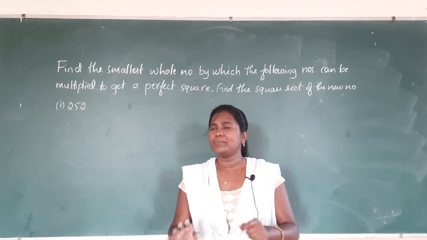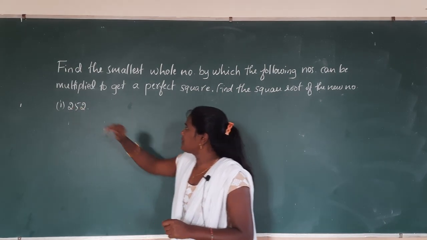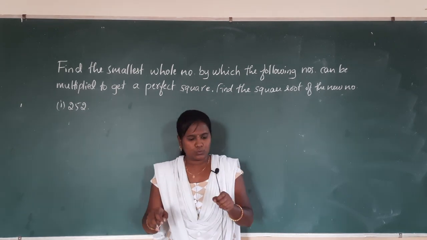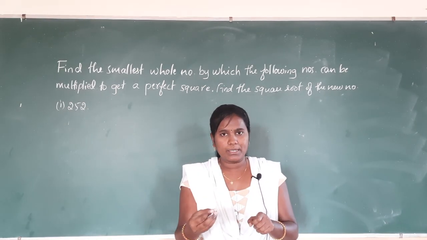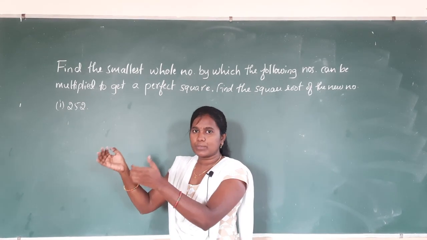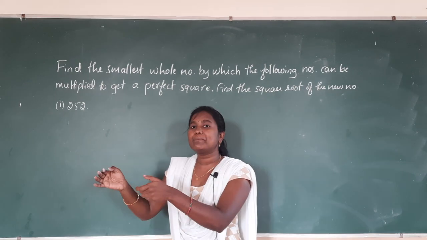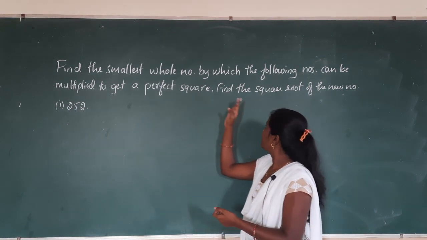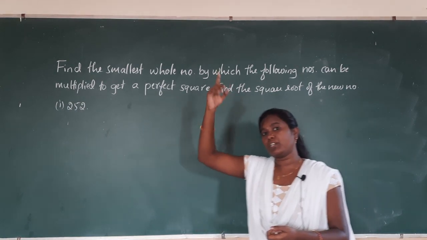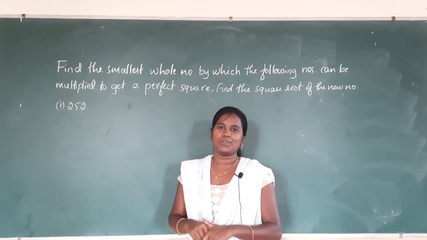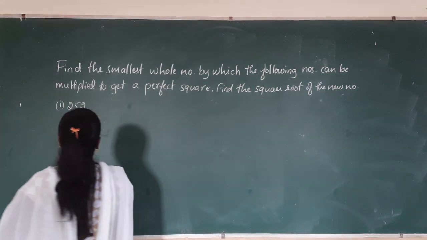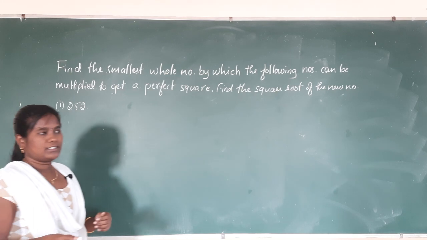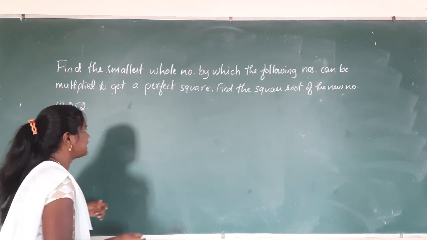Now, we know that this is not a perfect square, but if you multiply 252 by some other whole number, we are going to get a product. That product becomes a perfect square. That we have to find, and also we have to find the square root of the product, or the new number you are going to get. Let us find it. So, how to get the answer? We have learnt prime factorization. Yes, let us do it.